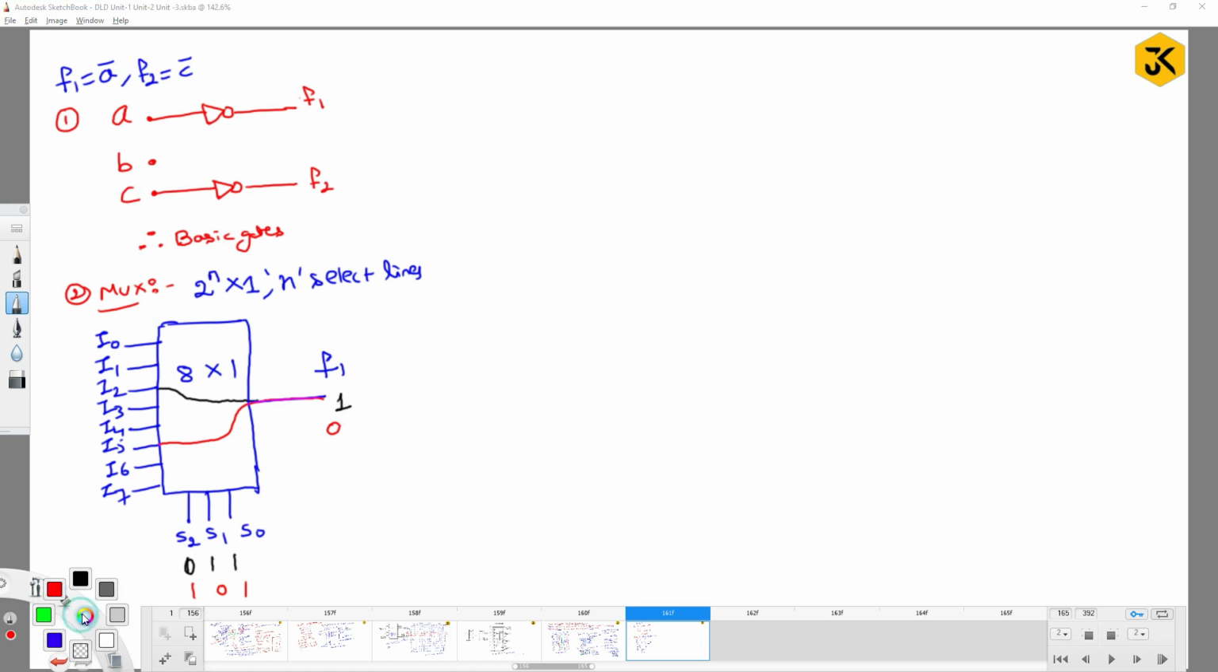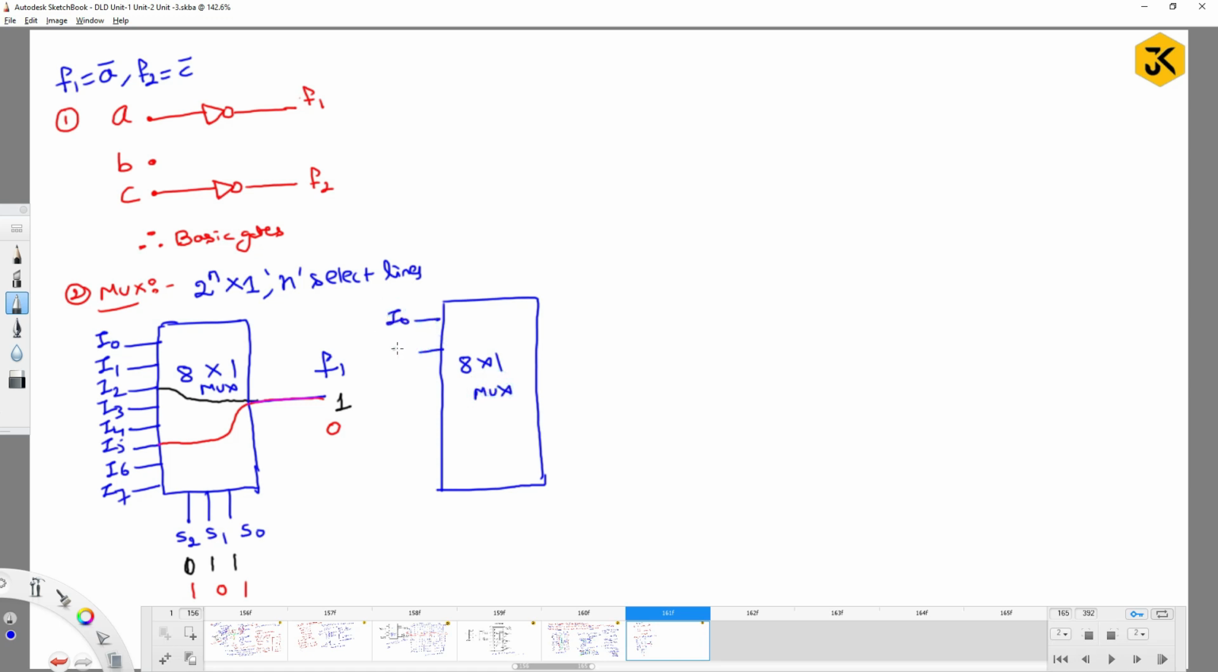Similarly, if you would like to implement function F2, can I implement it with the same MUX? No, it is not possible. So we have to take one more MUX, where this MUX is of size 8 by 1, which is again going to take the inputs I0 to I7, and the select lines are S2, S1 and S0, and this is going to be defined for F2.